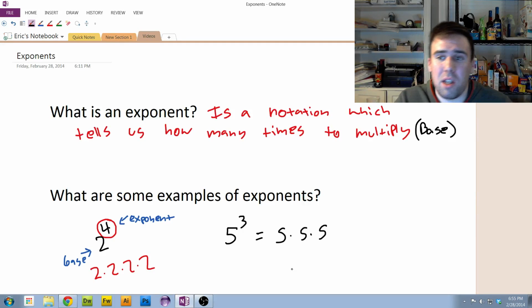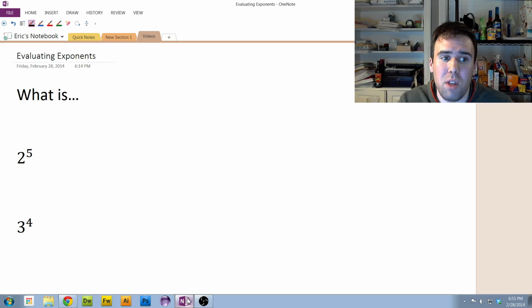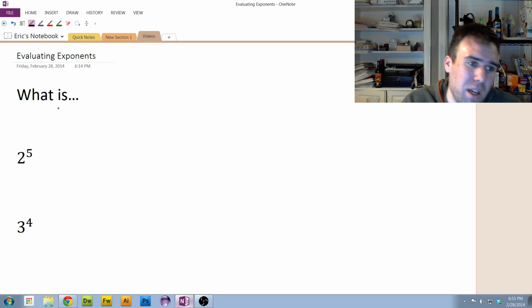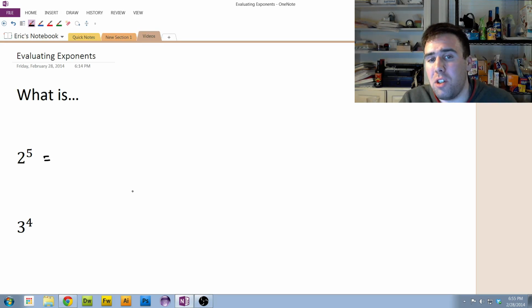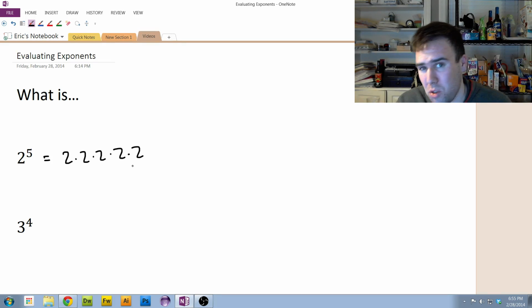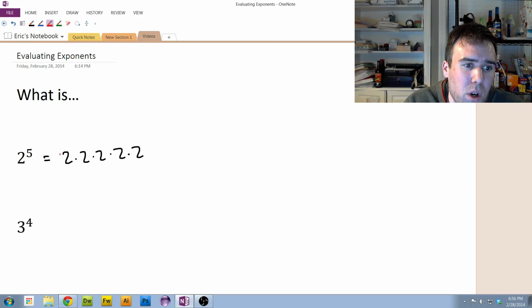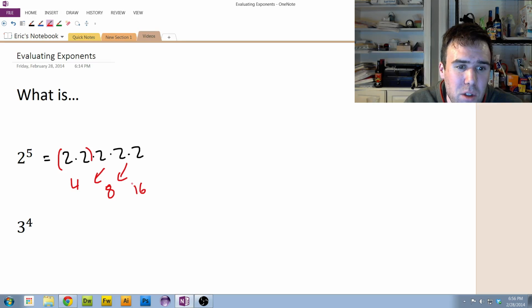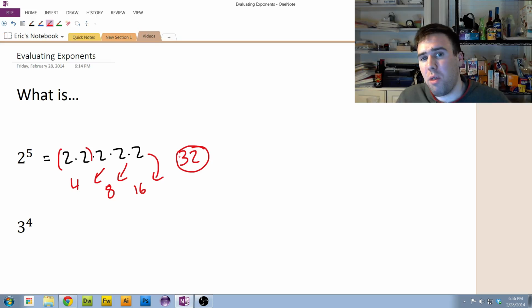Now when you evaluate an exponent, one of the beginning ways to do that is just to write it all out and then do it step by step. So for instance, if I wanted to know what number is 2 to the fifth, I would have to write out 2 times 2 times 2 times 2 times 2. And I see it 5 times, so I know that I'm good. And I would bracket it off one step at a time. This would give me 4, times another 2 would give me 8, times another 2 would give me 16, and times the final one would give me the answer 32.